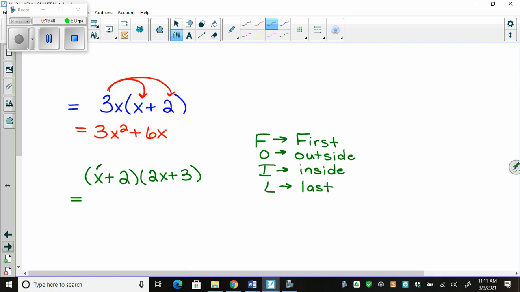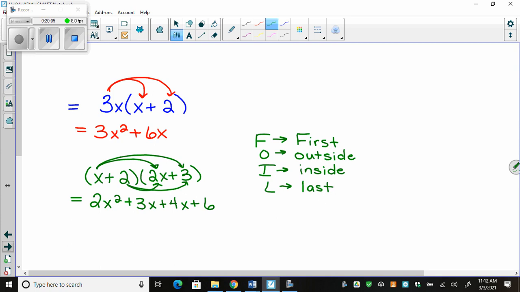So x times 2x would have gotten me 2x squared. So first times first, then outside times outside. So the outside ones, 3 times x, which is 3x. Then inside times inside, 2 times 2x is 4x. And then the last terms in each bracket, 2 times 3, which is 6. So it's just a method to get all of them to multiply by each other.